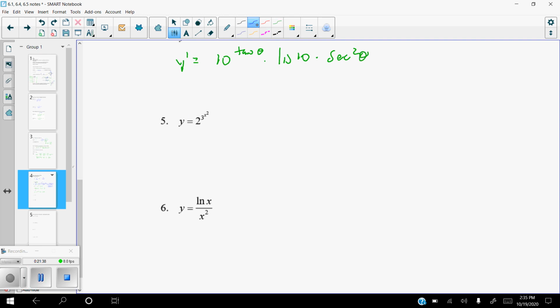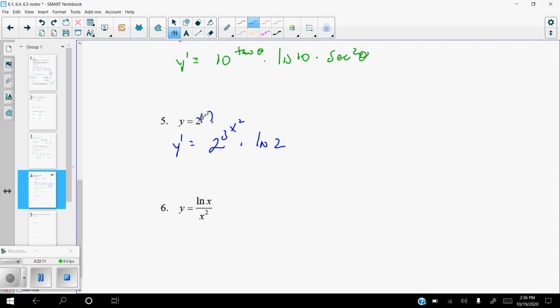I have to treat this as, first of all, the exponential is 2 raised to some power with x's in it somewhere. So it's going to be an exponential function to start off with. So y prime says rewrite it, 2 to the 3 to the x squared, times the natural log of the base, which is 2, times the derivative of the exponent. Well, the exponent itself is 3 to the x squared, so it's another exponential. So when I do the derivative of the exponent, now I'm doing the derivative of another exponential.